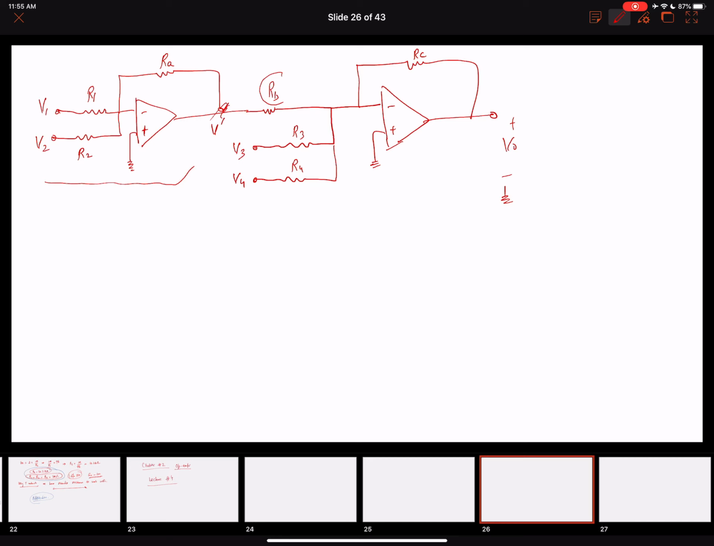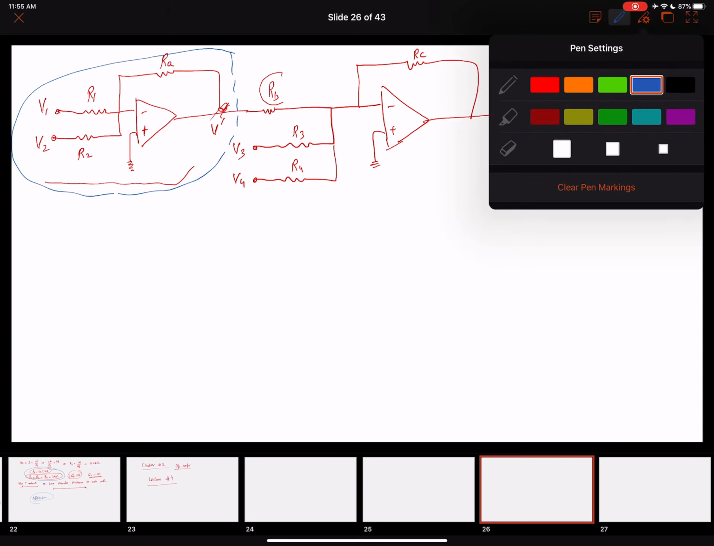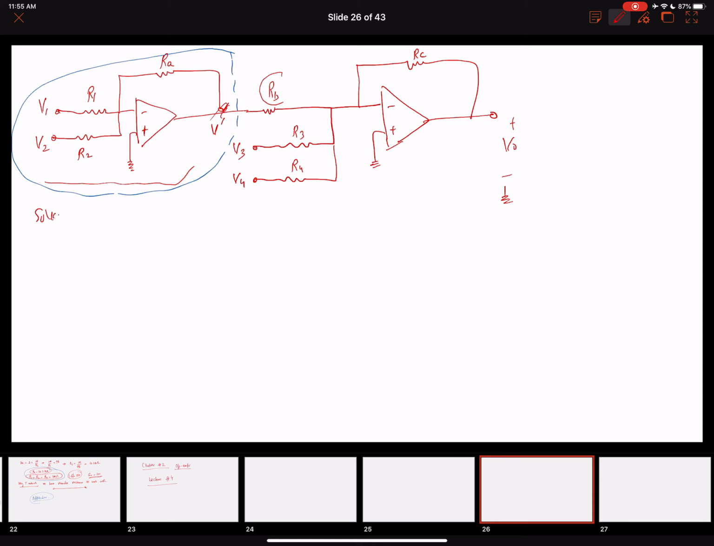Okay, so I'm going to first solve for V dash, and then I'm going to solve for the next. Solve for V dash. If I solve for V dash, I can see that this is a regular summation circuit that we did in the past. So V dash equals minus V1 RA over R1 plus V2 RA over R2.